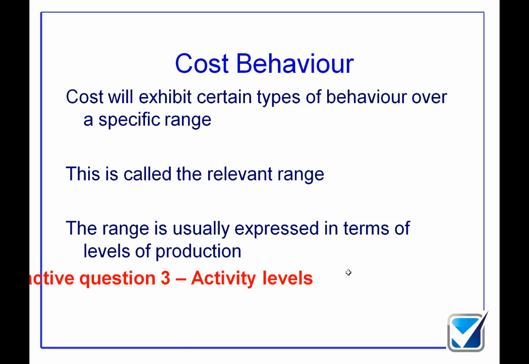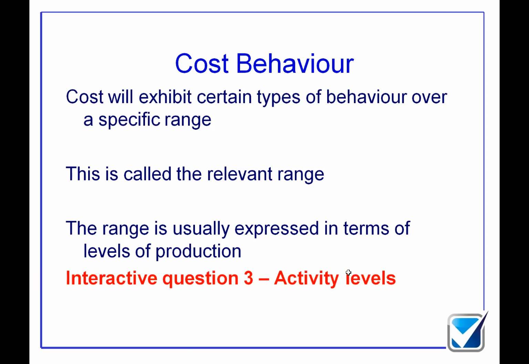And what we have is a couple of interactive questions. Interactive question number 3, looking at activity levels. In general, as activity levels rise within a relevant range, the variable cost per unit will stay the same. The fixed cost per unit will fall. And think about those graphs we've just had a look at on the spreadsheet. And the total cost per unit will fall because total cost is variable cost plus fixed cost.